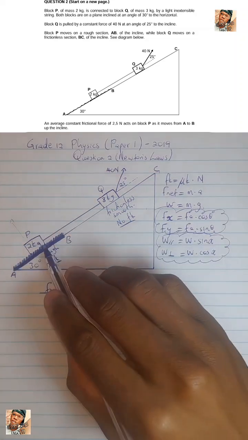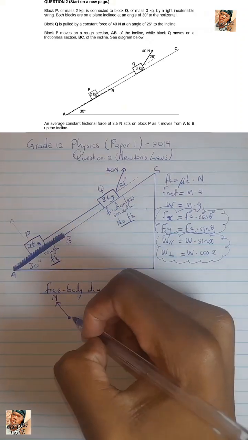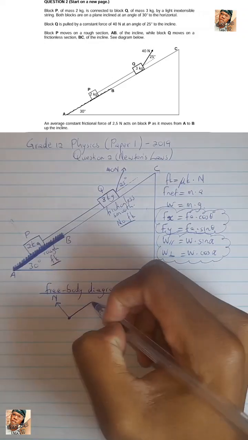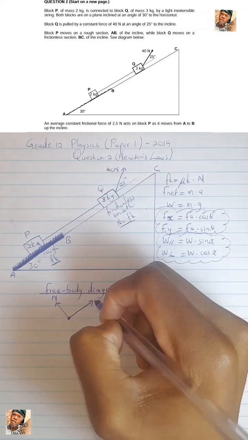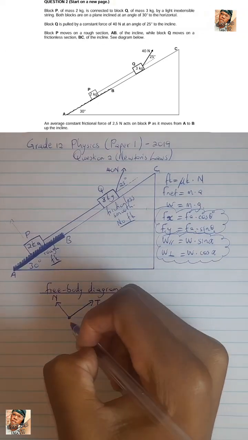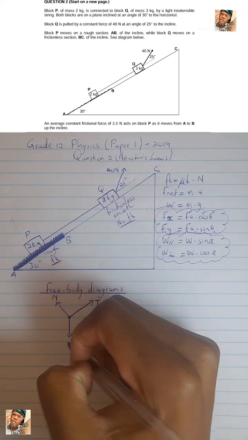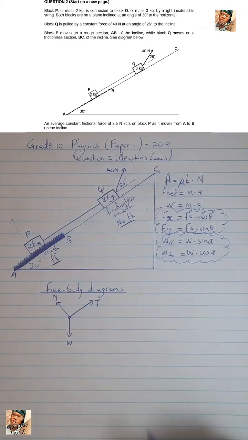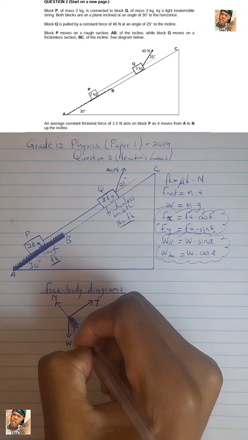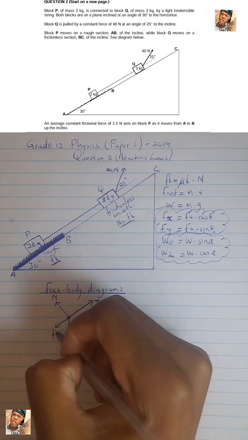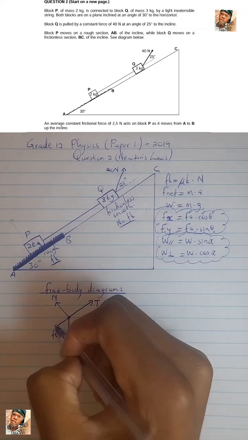And then of course we're going to have the tension between the P and the Q. So we're going to have the tension acting parallel to the surface, or the incline. And of course we're going to have the weight, which is the gravitational force. And because it is going through AB, which is rough, there's a frictional force there, so we're going to have to indicate that there's a frictional force as well. Right, so this is the free body diagram of P.